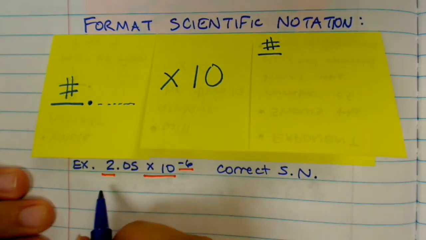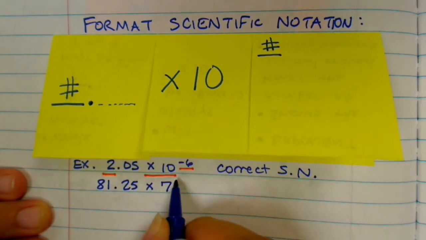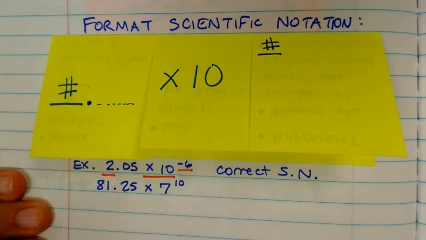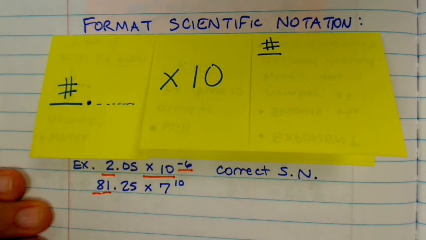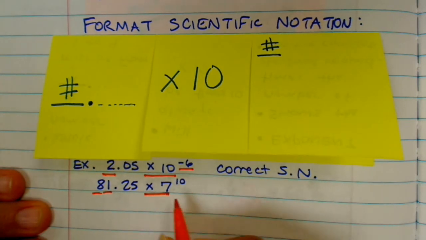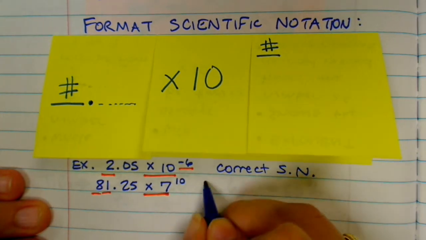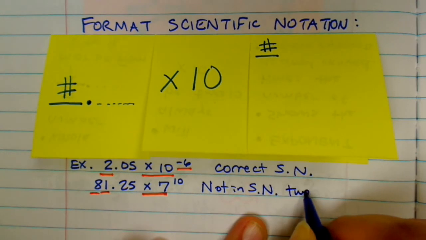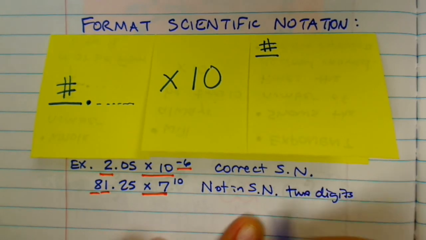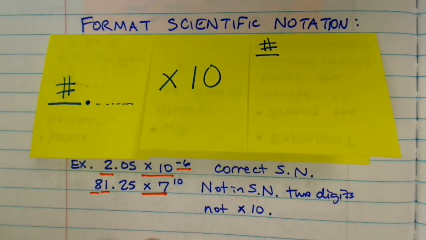Let's look at another number. Let's write 81.25 times 7 to the 10th power. Here we have two digits to the left of the decimal. We do not have times 10, and the exponent's okay, but this is not in scientific notation. We have two digits, and it's not times 10. So that's why it's not in scientific notation.